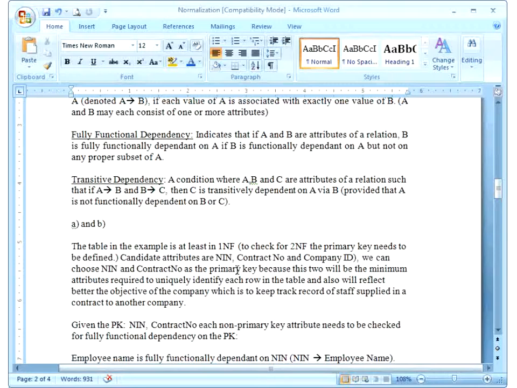The candidate attributes are NIN, contract number, and company ID. We can choose NIN and contract number as the primary key because these two are the minimum attributes required to uniquely identify each row in the table. It also reflects better the objective of the company, which is to keep a record of staff applied to contracts with another company. We could have a primary key having NIN, contract number, and company ID as well, but we want our primary key to be as concise as possible. So keeping only NIN and contract number will be sufficient.